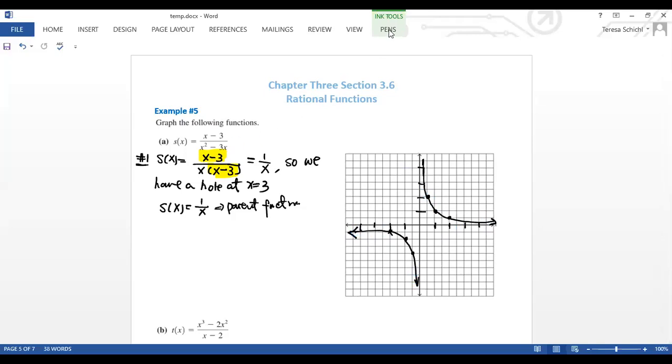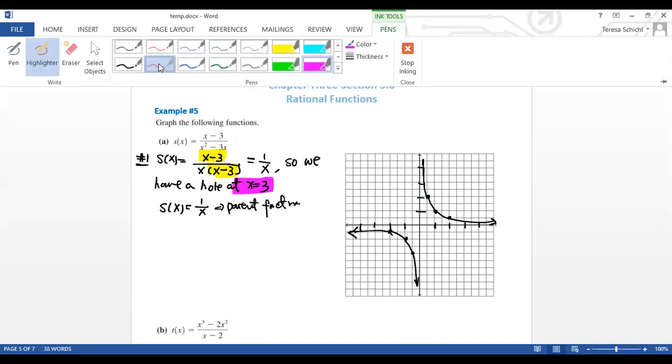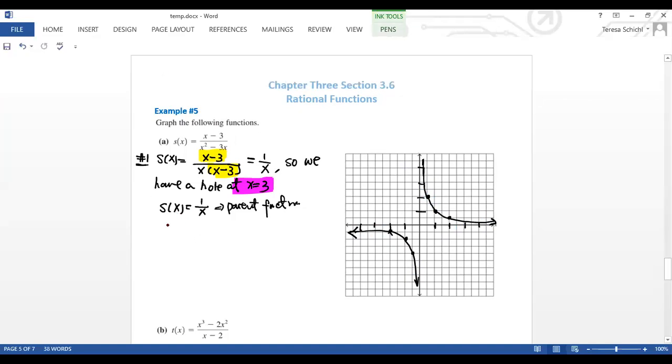But in here we say, hey, because x minus 3 cancels out, we have a hole at x equal to 3. All right, so what does that mean? That means when x equals 3, the s(x) equals what? 1/3, right? But 1/3 is a hole here. So for this graph, instead of being continuous, I have a hole, I have an empty point here. Did you see that? That's what we call the hole.